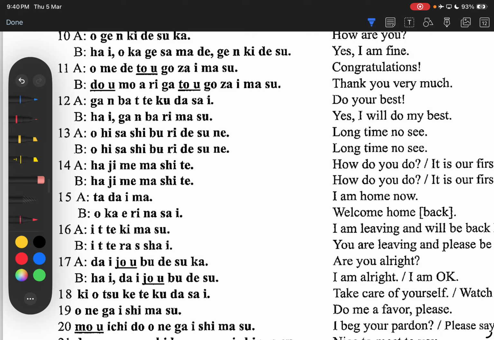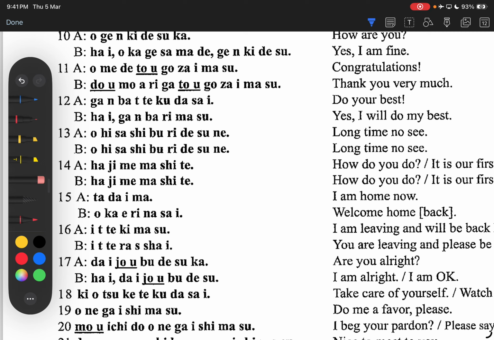Okay, number 15 we have tadaima. Tadaima. It just simply means I'm home now. I'm home already. Okaeri nasai. Okaeri nasai. It just means welcome home. Welcome home please.